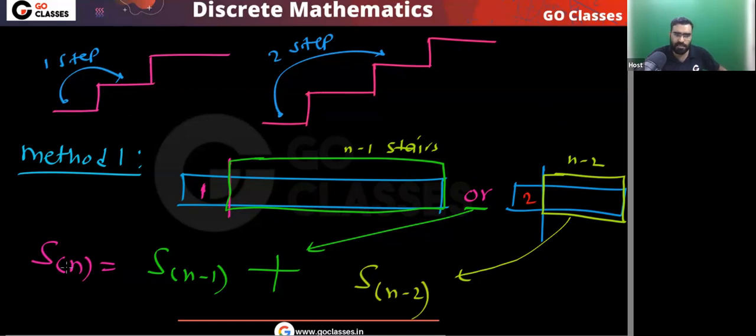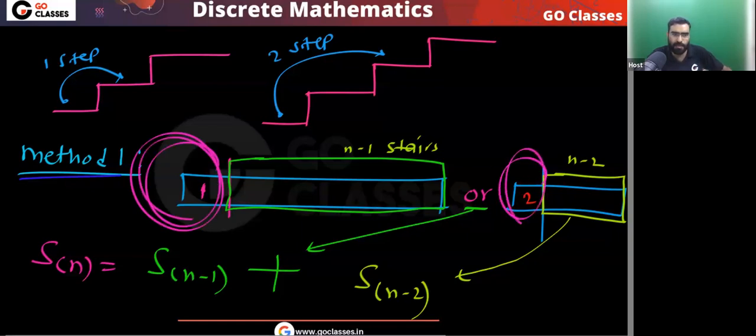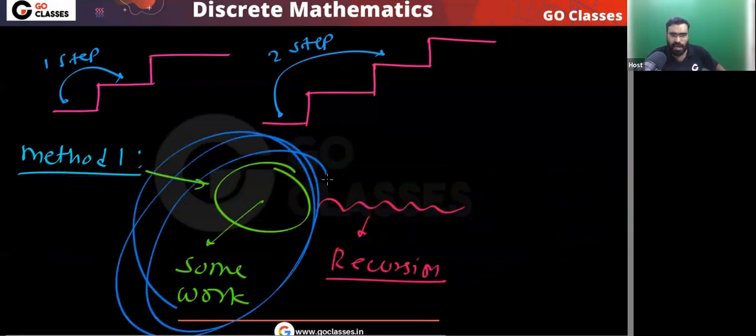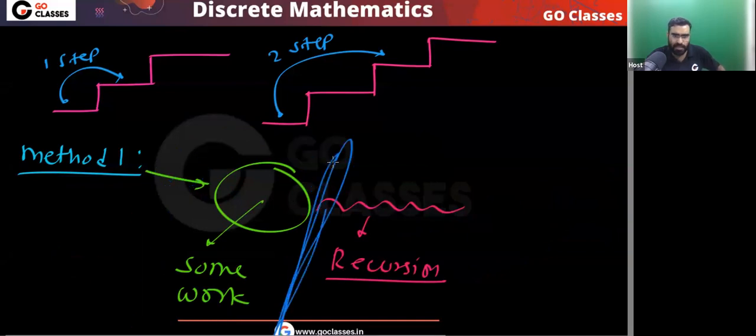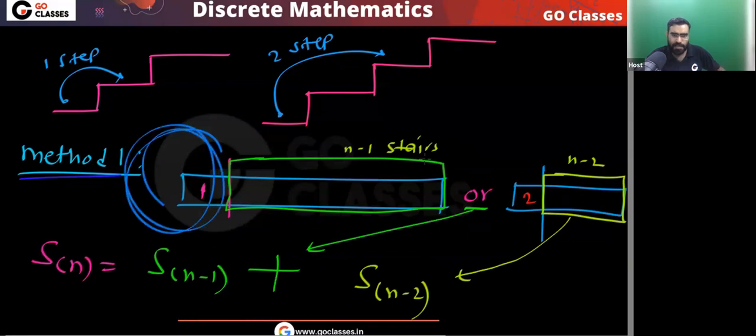Okay, so this is idea number 1. In method number 1, can you see what I'm doing? In the beginning, I'm doing some work. Either I can start with 1 step, or I can start with 2 steps. Then I'm applying the recursion. Do you agree with me? In the beginning, if I take 1 step, then I need to climb n minus 1 stairs. If I take 2 steps, then I need to climb n minus 2 stairs. So this is method number 1, and you got this recurrence relation.